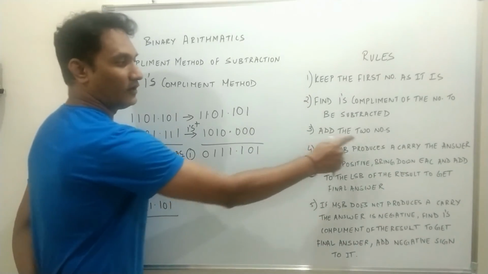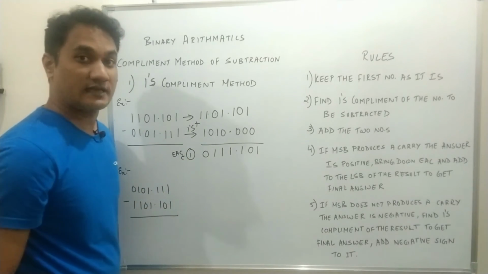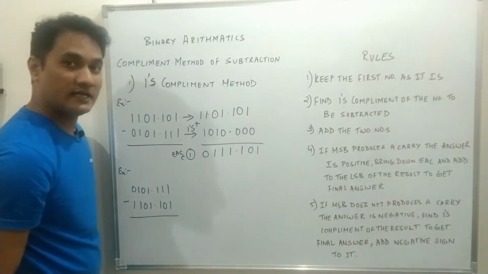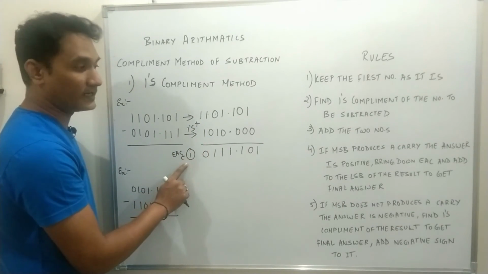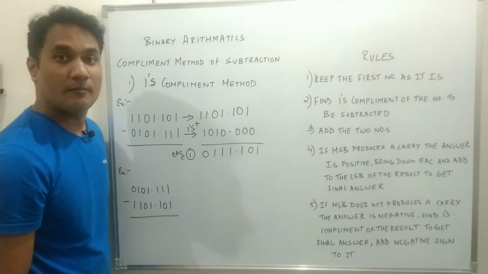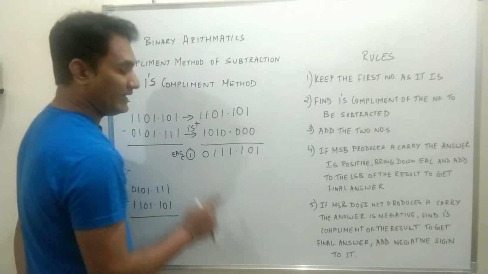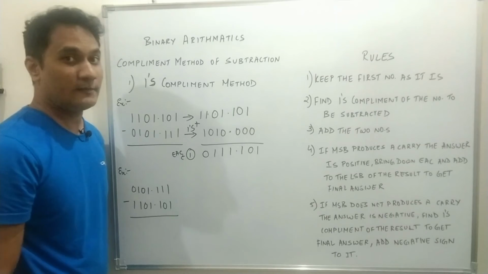After addition of the two numbers, now we have to check if the MSB produces a carry or not. So out of these two conditions, the fourth one will be satisfied. What is the condition? The MSB produces a carry. If MSB produces a carry, the answer is positive. Bring down the end around carry and add to the LSB of the result to get the final answer.